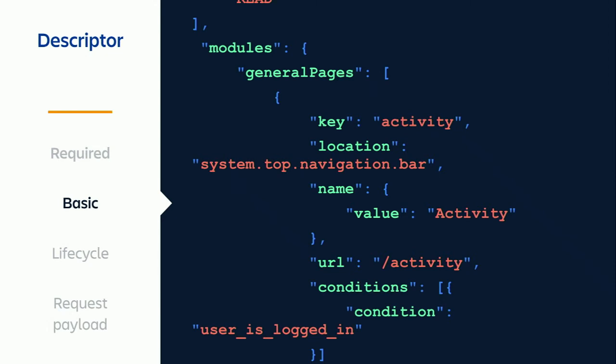In conditions, how are we displaying this to people? If we left this off, it would just show up to everybody. But because we have a condition here, we're only showing this link to users that are logged in.